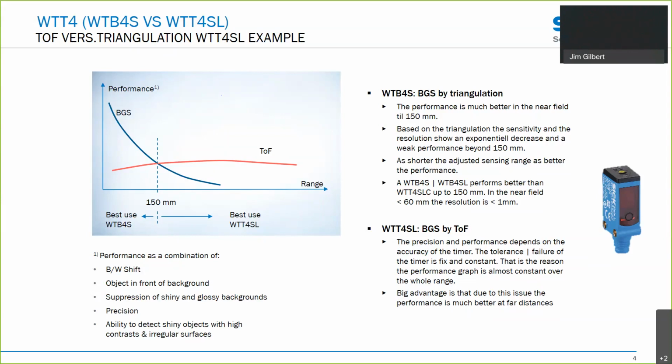So for longer ranges than say 150 millimeters, you'd probably end up going with the time of flight version. For something shorter, where you need maybe tighter resolution, then you'd be looking at the background suppression version of the sensor. So there are two different domains in which they work, and that table or that graph really sets up the context of what we're talking about. And this would largely apply to other families of sensors as well.